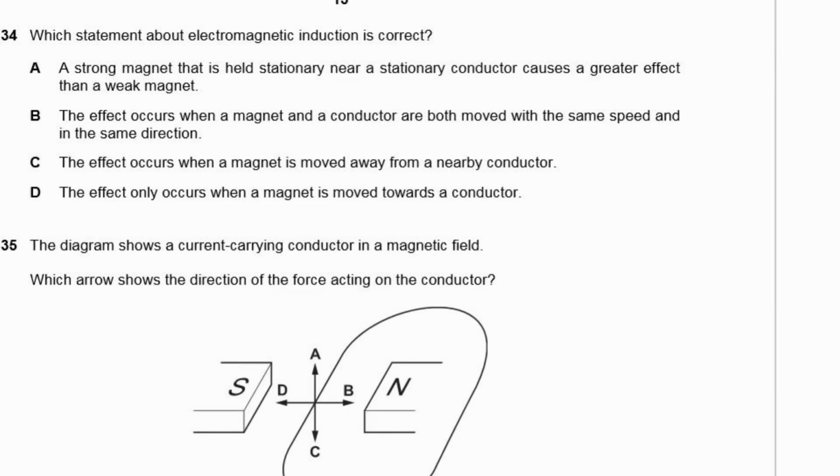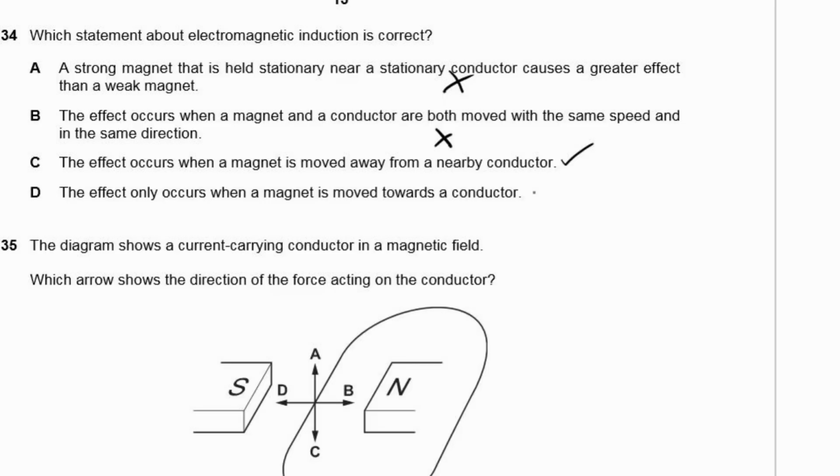34. Which statement about electromagnetic induction is correct? Okay, electromagnetic induction, what I need is a moving magnetic field relative to a conductor. So I need a conductor to be in a changing magnetic field. Alright. A strong magnet that's held near a stationary conductor. That does nothing. Both of them stationary, there's no changing magnetic field there. The effect occurs when a magnet and conductor both move at the same speed in the same direction. No changing magnetic field for the conductor. The effect occurs when a magnet is moved away from a nearby conductor. Changing magnetic field in a conductor, that will do it.